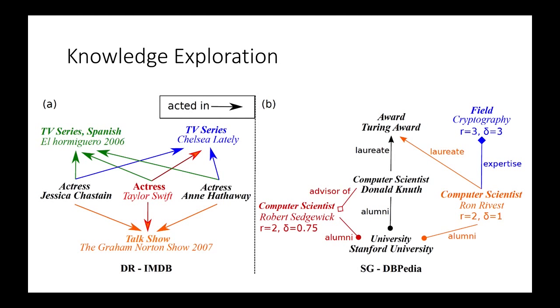By increasing the cost bound, one can get Ron Rivest, which is another Turing Award winner and alumnus of Stanford, but doesn't have a direct relationship with Knuth. Increasing the cost bound and exploration range can suggest many more keywords, among them cryptography, which is the field of Ron Rivest, less relevant to Knuth, Turing Award, and Stanford, but lets the user explore more in these large graphs.